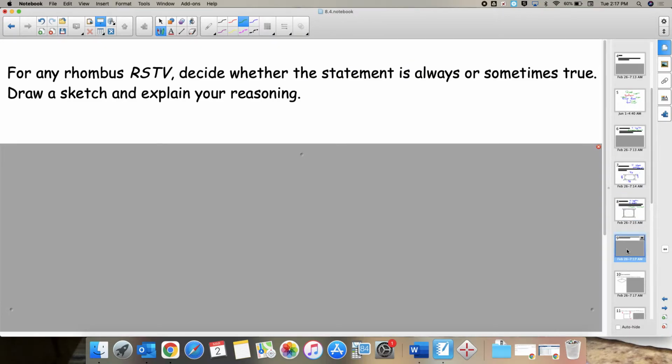All right, it says for any rhombus RSTV, decide whether the statement is always or sometimes true. It says draw a sketch to explain your reasoning.